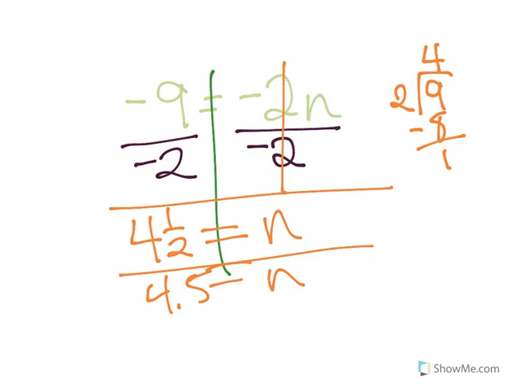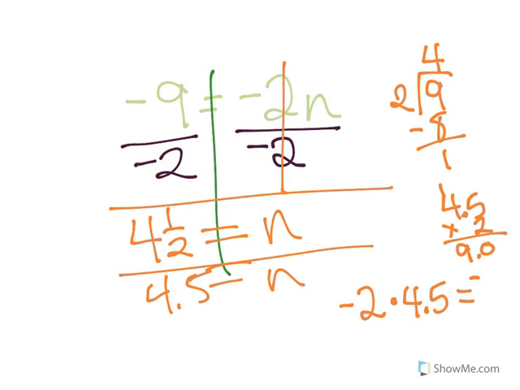Okay, and I can check that by plugging it back in. Negative 2 times 4.5, and I want to see if that's 9. And yes, I can solve that. And I know a negative times a positive is a negative, right? And 2 times 5 is 10. Carry that 1. 2 times 4 is 8, plus 1 is 9. Put my decimal, because that was one place, so that's just negative 9.